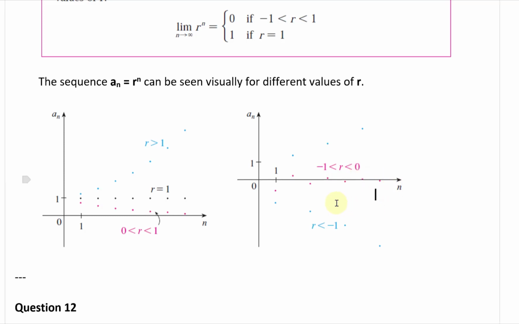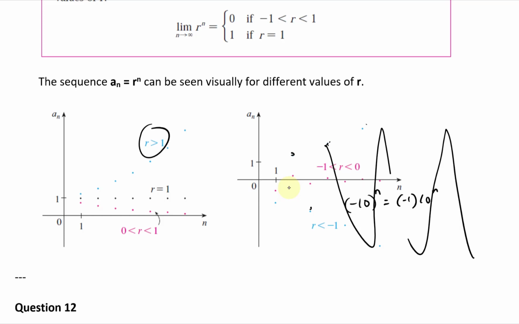And in the other case, if you have r less than -1, it's going to be alternating, but it's still going to be going to infinity. It's similar to this one here. For example, let's say r is equal to -10. So -10 to the power of n equals (-1) to the power of n times 10 to the power of n. So it's just going to be alternating, getting bigger and bigger.